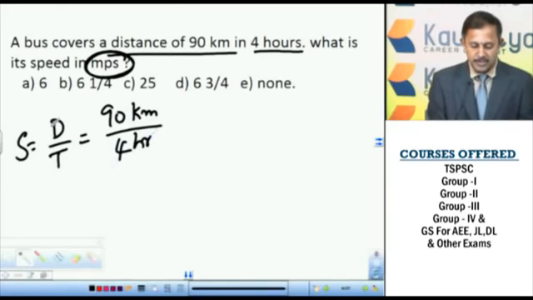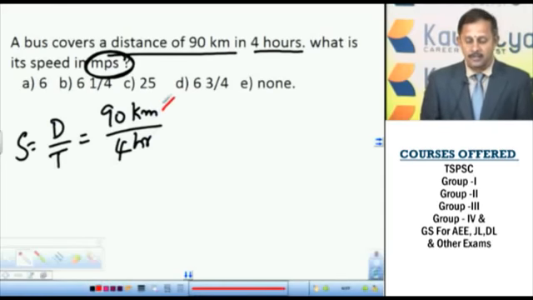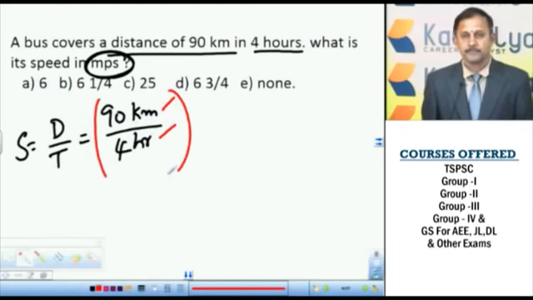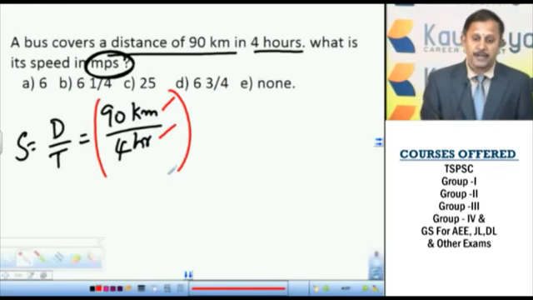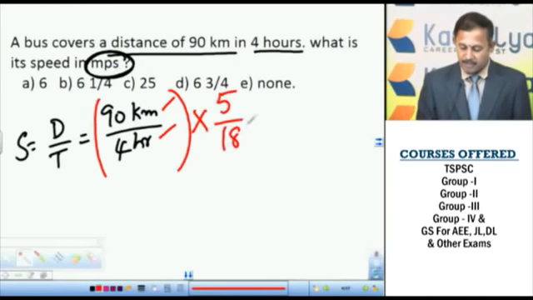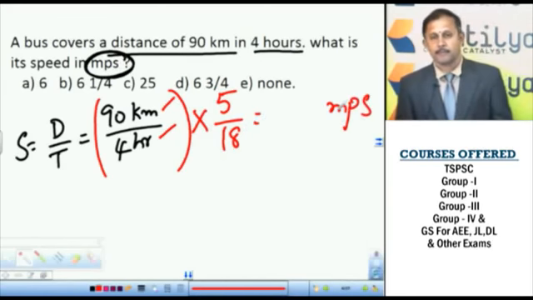Speed formula, distance by time. The distance is given as 90 kilometers. The time period is given as 4 hours. And of course, we can get the speed in kilometer per hour. But we have to convert the speed into meters per second. So in order to convert the speed from kilometers per hour to meters per second, we have to make use of the fraction 5 by 18. So that gives the value in meters per second.